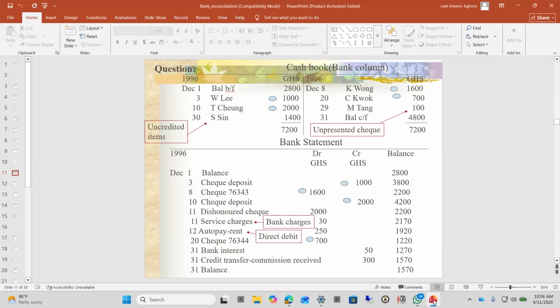So what type of balance is that? Is it a credit balance or a debit balance? Can someone tell me what type of balance the 4,800 in the cash book is? The 31st balance carry forward 4,800 is at the credit side as carry forward. So what type of balance is that? So it's a debit balance. All right, that's correct. So now you have done well.